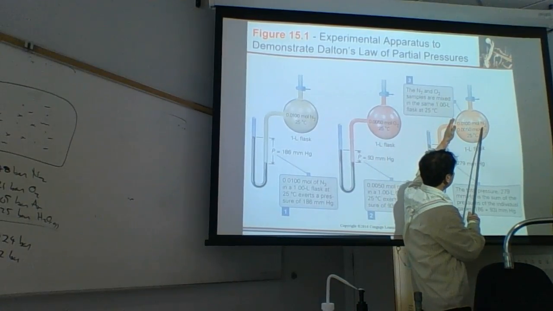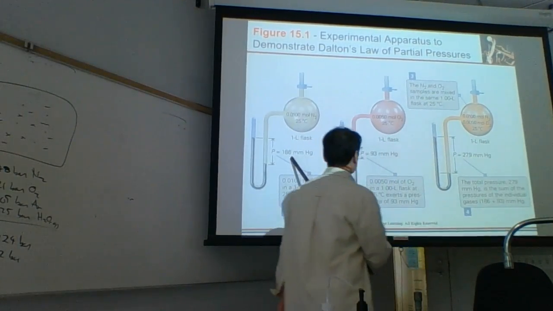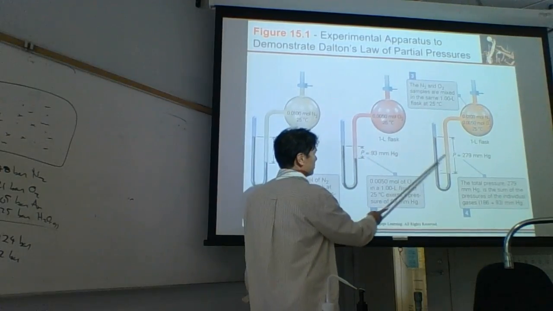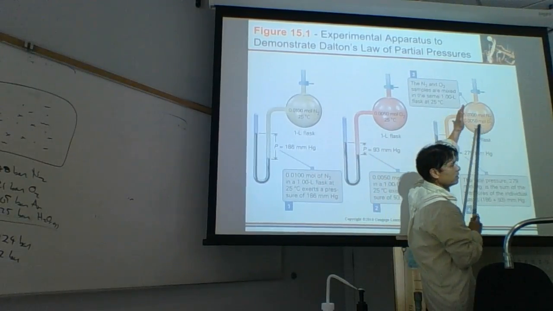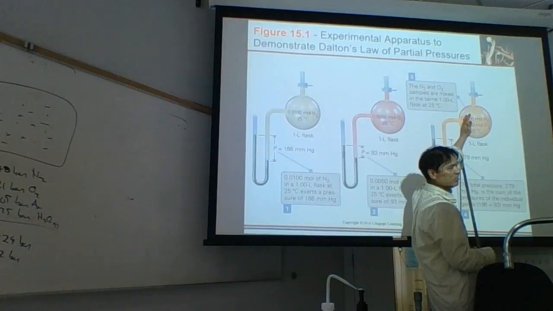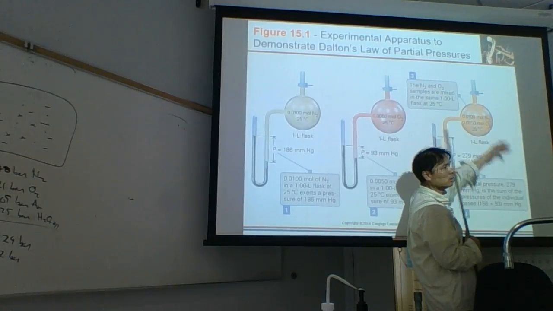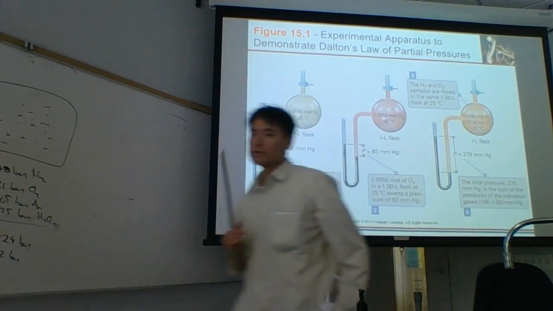The total is going to be 186 plus 93, which gives me 279. So I'm just going to cram both gases into the same 1 liter. Pressure is going to go up. This is Dalton's law of mixtures.